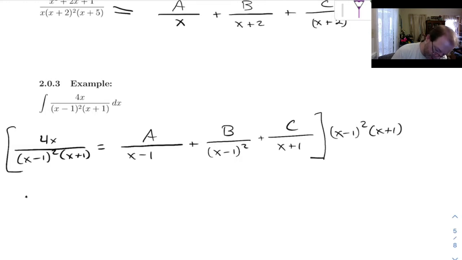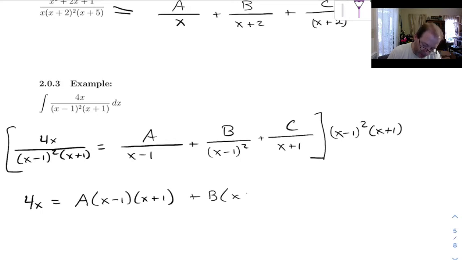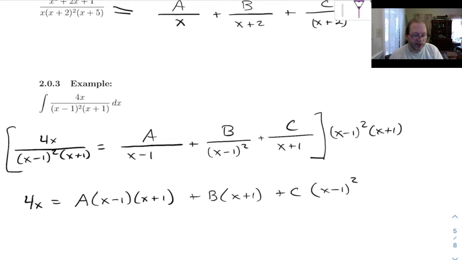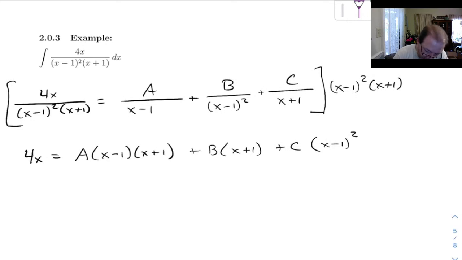And so that's going to give me 4x equals, let's see, A times (x minus 1)(x plus 1) plus B times (x plus 1) plus C times (x minus 1) squared. All right, so we've got to solve for A, B, and C, and in this case we can plug in 1 and we can plug in -1. So we'll be able to get two of our variables like that.